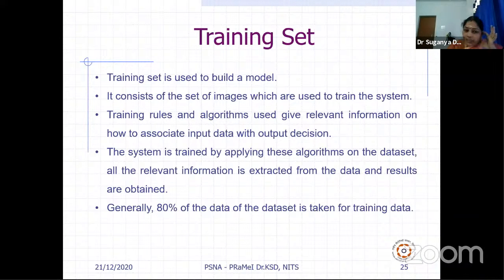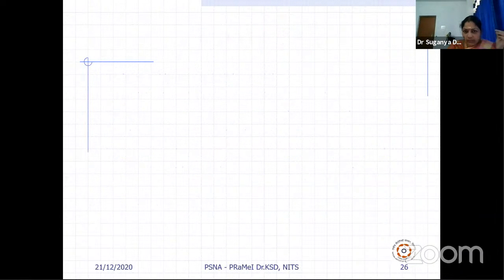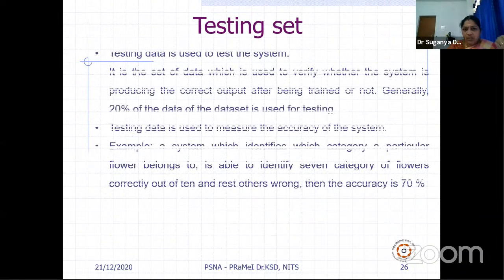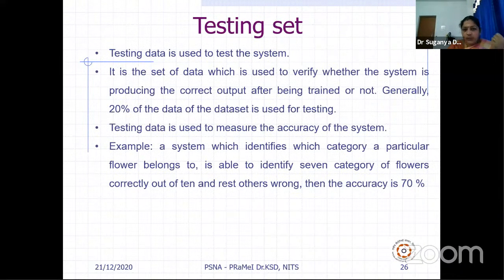And I already told you, usually we will be having 80% for the training and 20% for the testing. So I have mentioned here the 20% of the data set is used for testing.